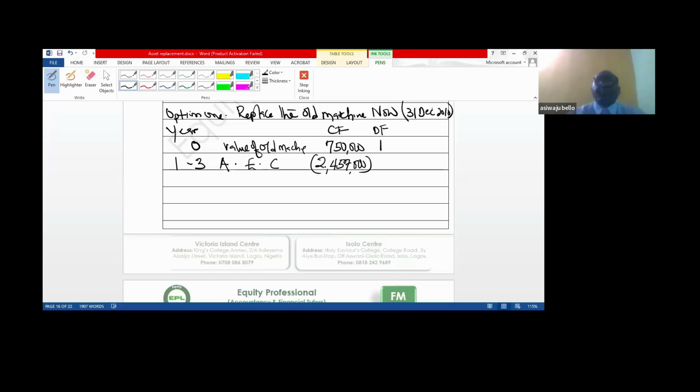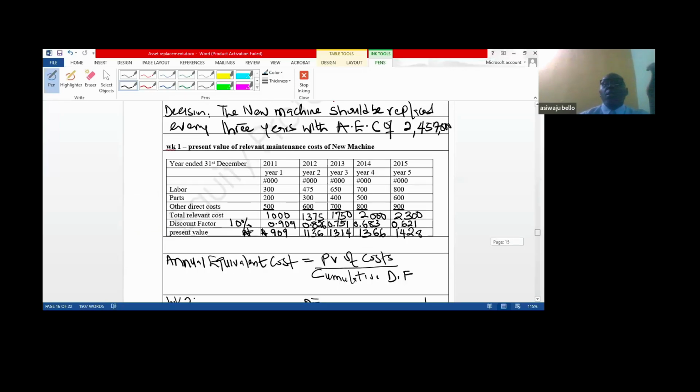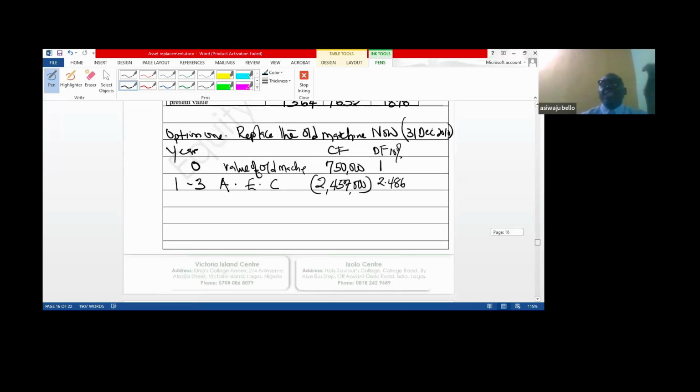These are the relevant cash flows. If you replace now, we are going to sell the asset to get 750 now. We are going to introduce the new assets. We are going to incur the annual equivalent cost from year 1 to year 3. We now look for the cumulative discount factor for year 1 to year 3, 2.486. We have done it before.